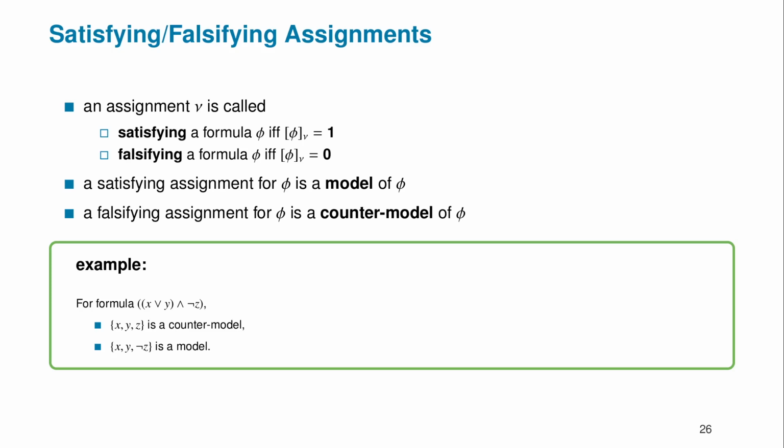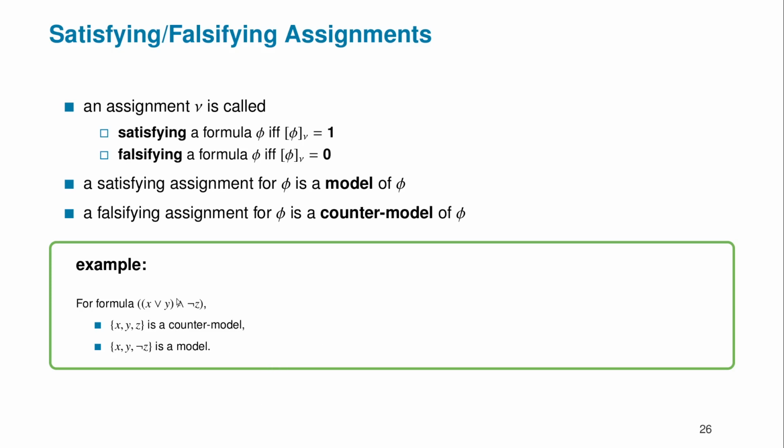An assignment which makes a formula true is a satisfying assignment. An assignment which makes a formula false is a falsifying assignment. A satisfying assignment is also called a model of a formula. A falsifying assignment is also called a countermodel of a formula.